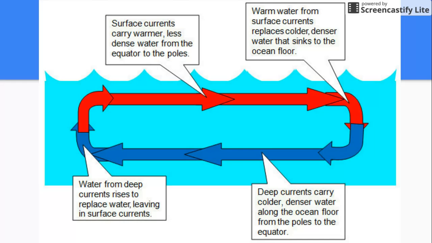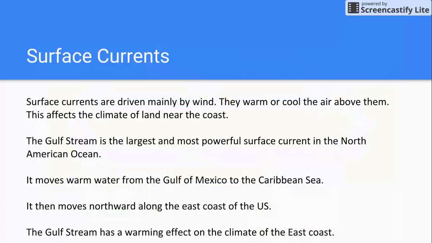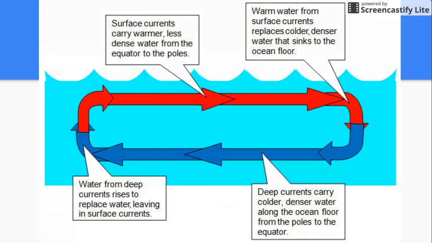So that deep current is full of cold water, and it carries the water closer to the bottom from the pole to the equator. So these are flowing in opposite directions. And then the water from the deep current rises to replace water leaving in the surface currents. So as that surface current water leaves, this deep current comes up to take its place. Notice that this looks much like a convection current. It's the same idea, where the warm air rises and the cooler air sinks.